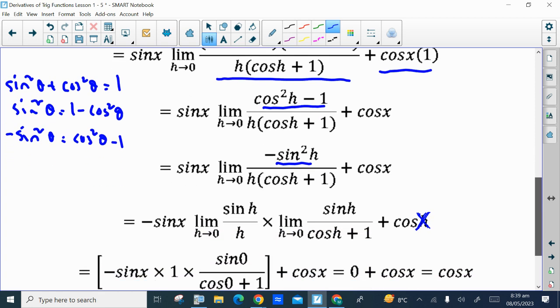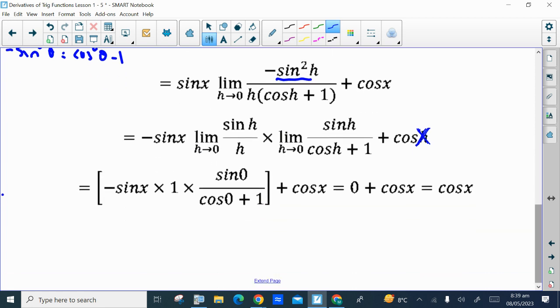Then we break up, because this numerator is negative sine h times sine h. So we can break that up, first bringing the negative sign in front, which is here. And then you've got the sine x, right? And then this will be sine h, the first sine h over h, and then the second sine h over the cos h plus 1. And once again, the limit as h approaches 0 of sine h over h is 1. So that's where this 1 comes from here.